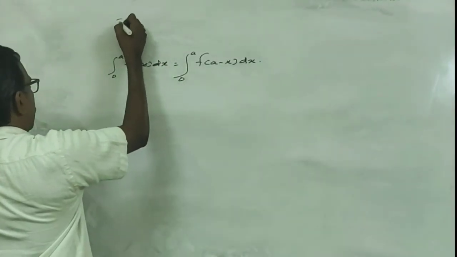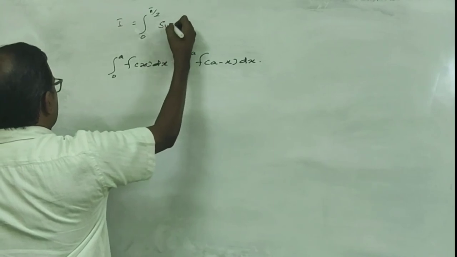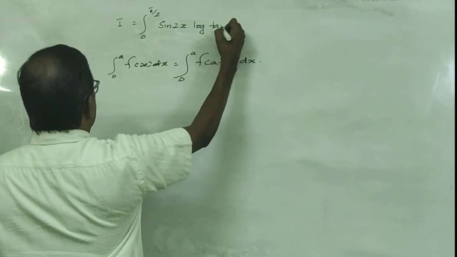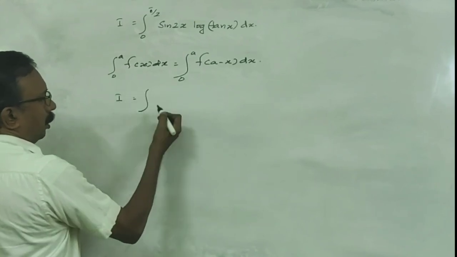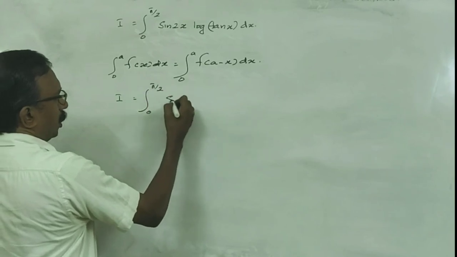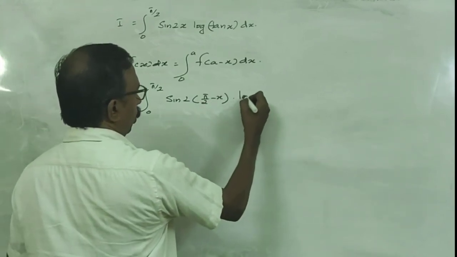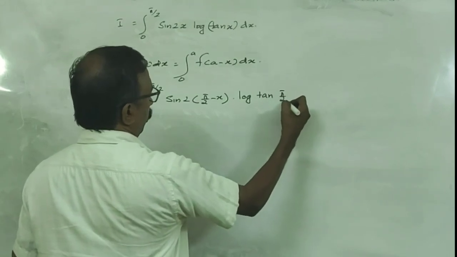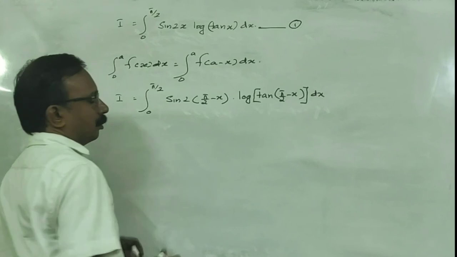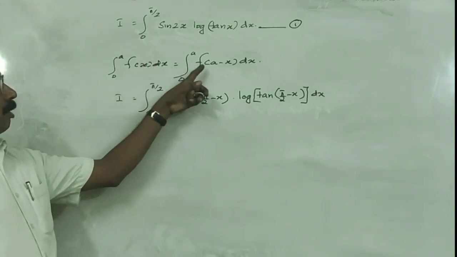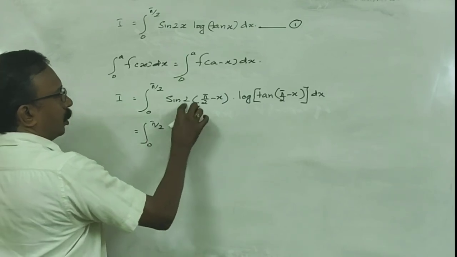Now another question is, I is equal to integral 0 to pi by 2 sin 2x log tan x into dx. Here applying this rule, we have I is equal to integral 0 to pi by 2 sin 2 into, instead of x, pi by 2 minus x, into log tan pi by 2 minus x into dx. Isn't it? This is equation number 1. Instead of x, write a minus x. Similarly, instead of x, write pi by 2 minus x.